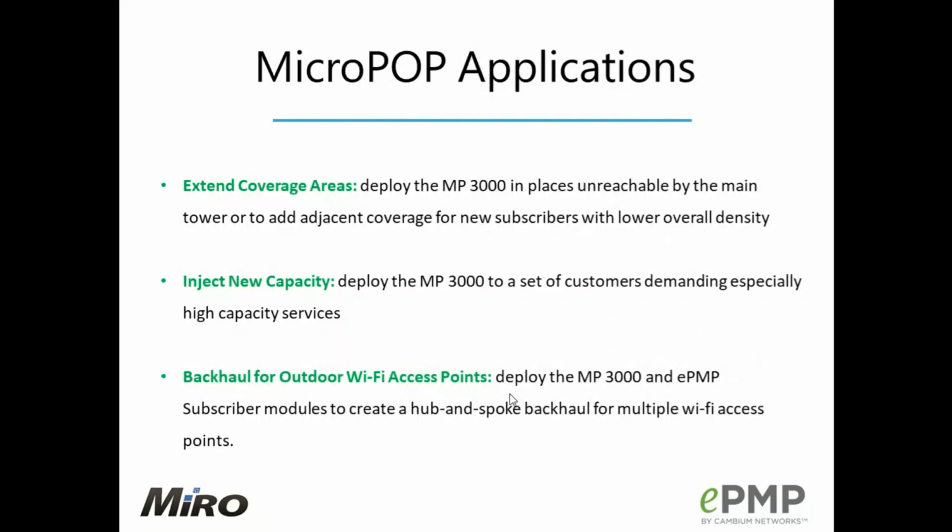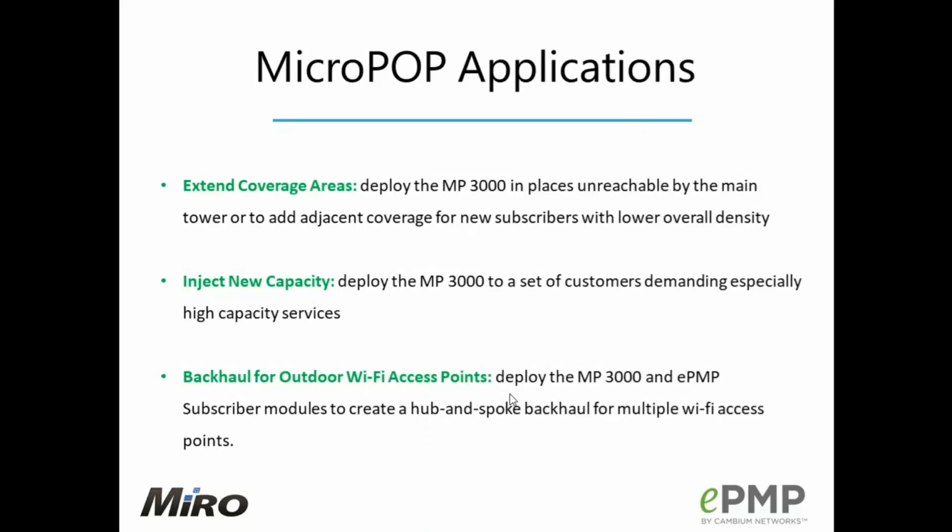So, just to summarize where MicroPOP applications fall in, this applies when you need to extend coverage of certain areas. So you can deploy the MicroPOP 3000 in places unreachable by the main tower, or to add adjacent coverage to new subscribers with lower overall density. Okay, you can inject new capacity, so deploy the MicroPOP 3000 to a set of customers demanding especially high capacity services. Okay, so not just in this scenario, it's a low number of subscriber modules or clients, but they've got a very high capacity demand.